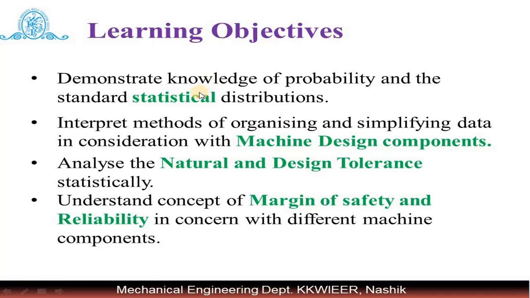Before that, what we'll be discussing is the statistical knowledge of probability and standard statistical distribution, which may be related to a histogram or central tendency. We'll also consider different data collection methodologies, and then discuss natural and design tolerances related to statistics. That will involve sigma, standard deviation and variance. Then we'll discuss the margin of safety, or factor of safety, and then reliability, so life factor considerations will be there.